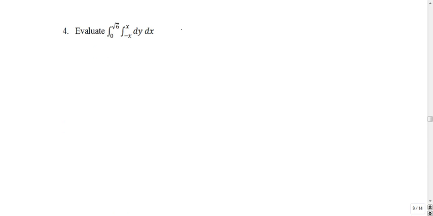I want to give you one, but I want to do number 4 first because it's a tricky one. Very, very tricky. Now, I'm just going to say set up. We're not going to evaluate it, okay? So set up, but do not evaluate this integral. And I want you to use polar coordinates.